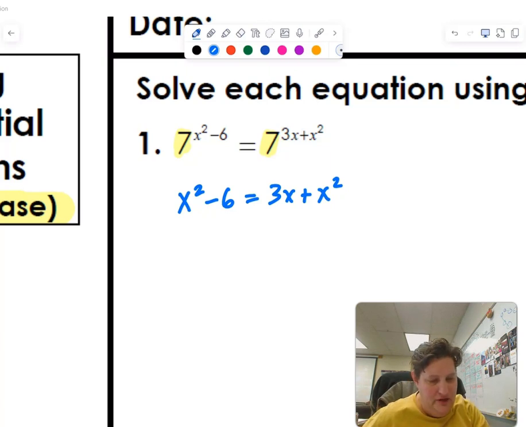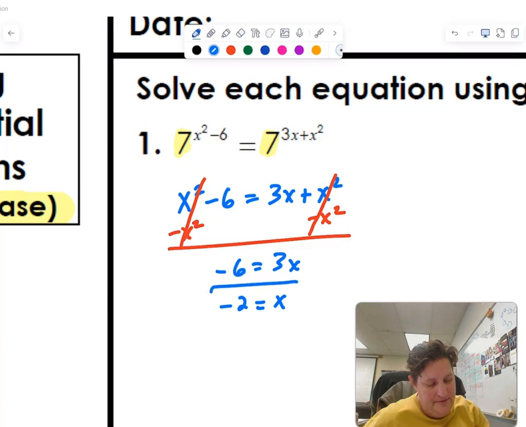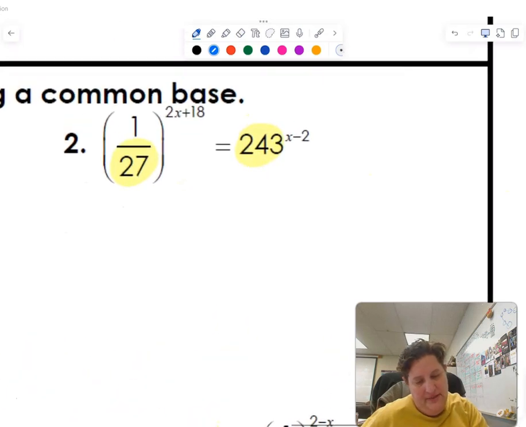This is starting off looking like a quadratic, but it is actually not, because when I get the x squareds on the same side, those cancel out. So now I can just solve this like normal, and I get x equals -2. Okay? Alright, we're going to have to do a little bit more work on this because we know that 27 is 3 to the third, and 243, pretty sure it's 3 to the fourth.